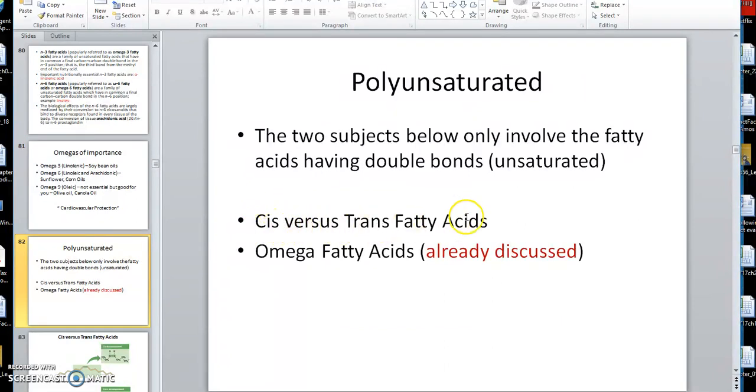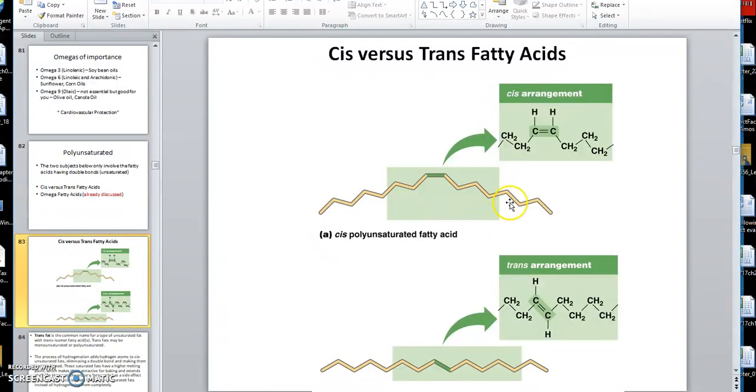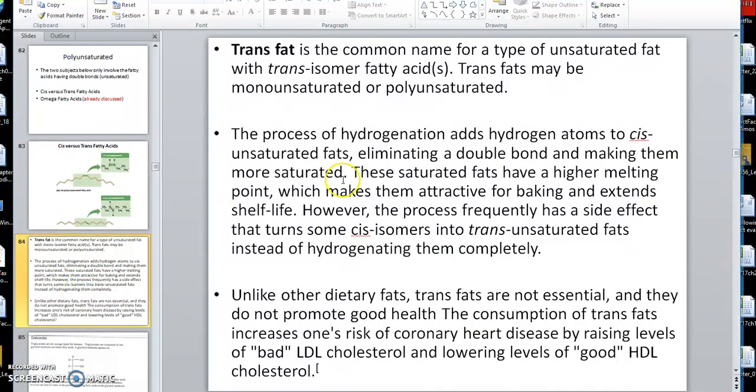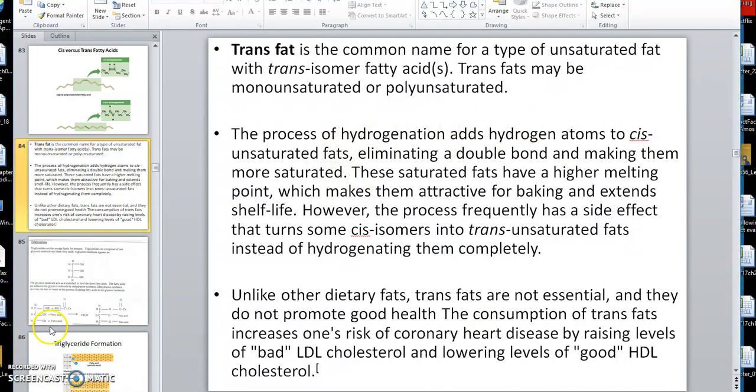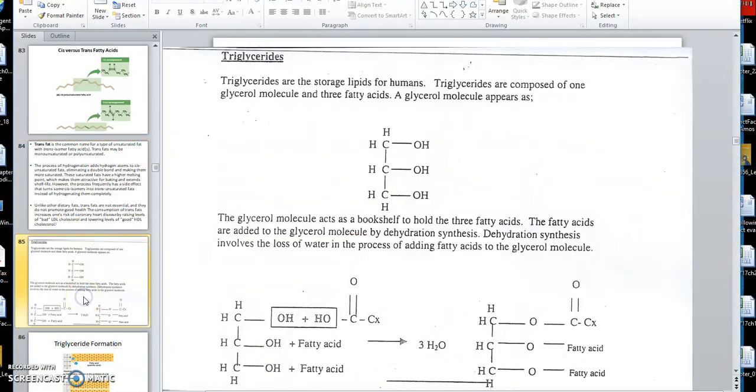Polyunsaturated. Remember the cis versus trans. Omega, already discussed. Here again, cis arrangement: both sides the same, but you have to have a double bond. Here's the trans. See how it comes in now? Cis versus trans. Trans fatty acids, some consider not good cardiovascular protection. There's again a discussion on trans you can read.